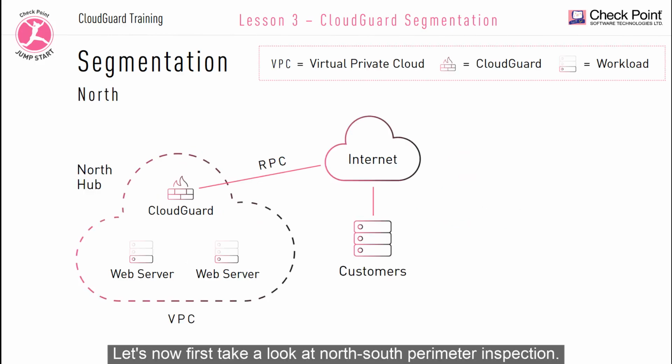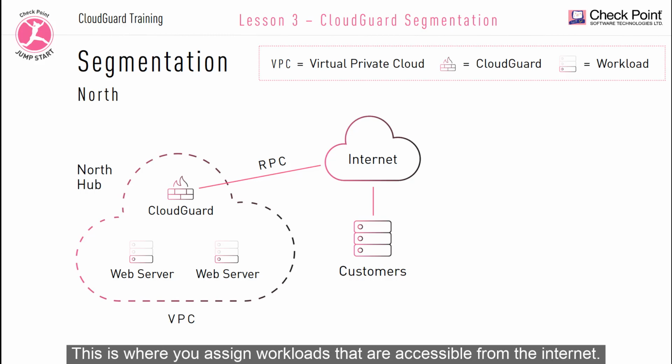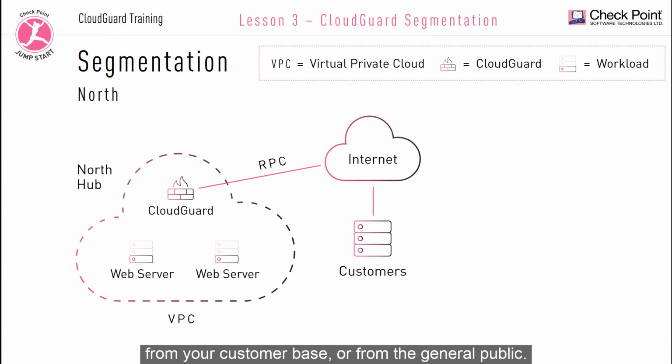Let's now first take a look at the north-south perimeter inspection. The north perimeter is your internet-facing hub. This is where you assign workloads that are accessible from the internet. Your customers will be able to get to your internet-facing assets, such as your web servers, your database servers, your marketing servers, or any other servers that you want to be accessible from the internet for your customer base or for the general public.